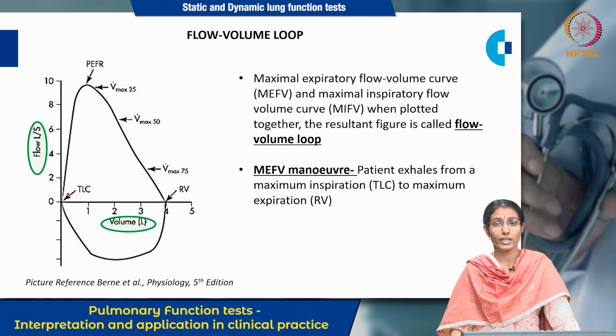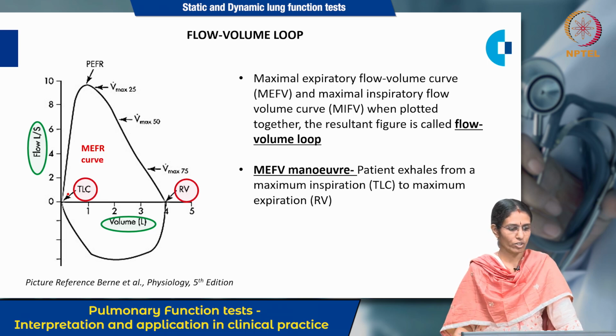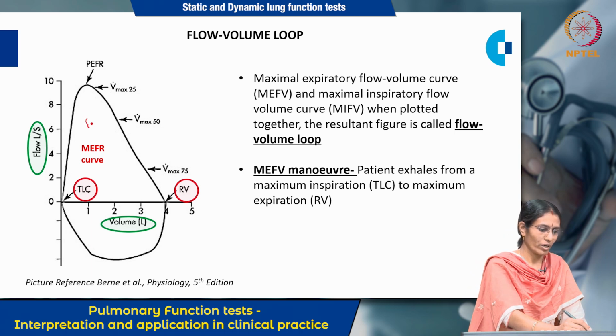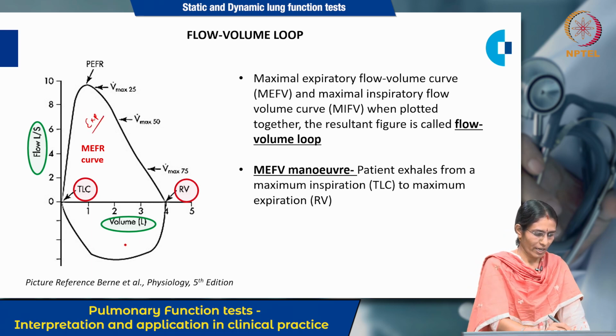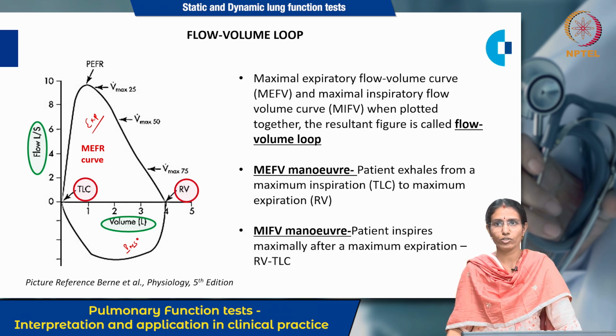In the expiratory maneuver, the patient exhales from a maximum inspiration, from total lung capacity to the residual volume. The subject is asked to do an expiration, and an expiratory curve is obtained. By convention, expiration is seen in the upward direction and inspiration is obtained in the downward direction. Similarly, in inspiration too, you can get the graph. Here the patient inspires maximally after a maximum expiration. So the inspiratory flow volume curve and expiratory flow volume curve are obtained.